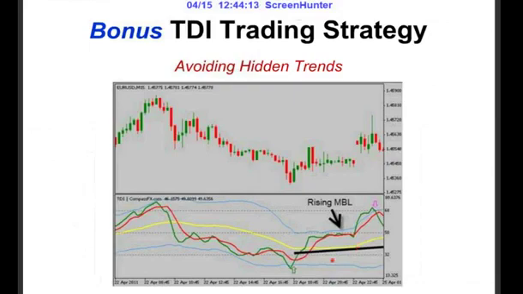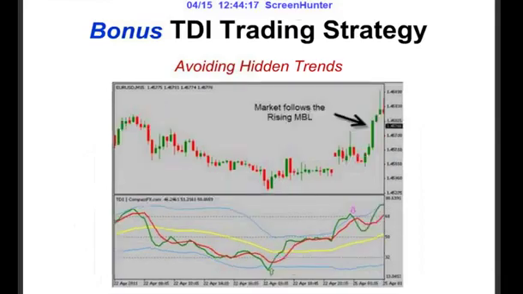And look what the market does. See, the market makes a move up. Now let me go back. Let's take a look at this again. Here's our alert. We only have 2 red going down.